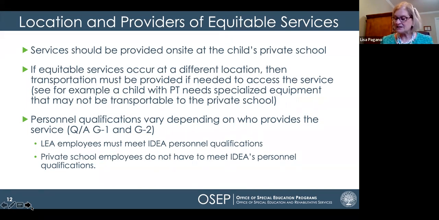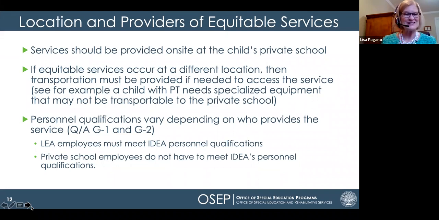If transportation is required, I'm going to read my notes because this is a little bit hard for me to make sure I get clear. So, and you'll see in the Q&A, transportation from the child's school or the child's home to a site other than the private school, and from the service site to the private school or to the child's home, depending on the timing of the services. Those are circumstances when the LEA would need to provide transportation if necessary for the child to access the service. But there's no requirement to transport the child from their home to their private school if the only reason the transportation is being provided is just to get the child to the private school.